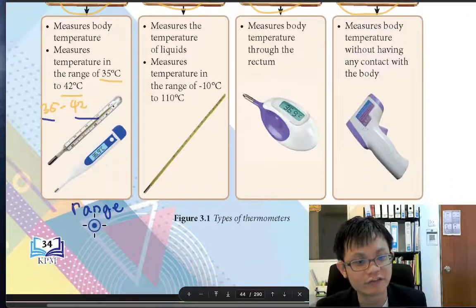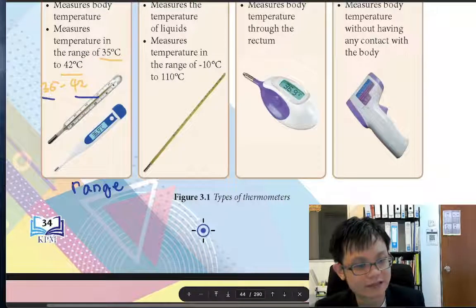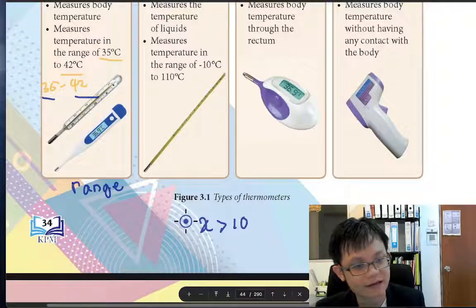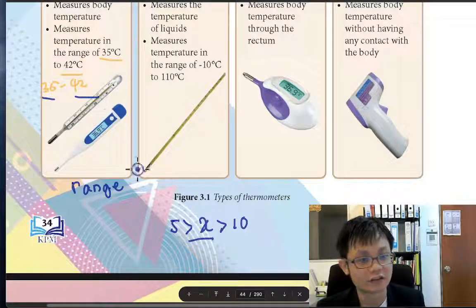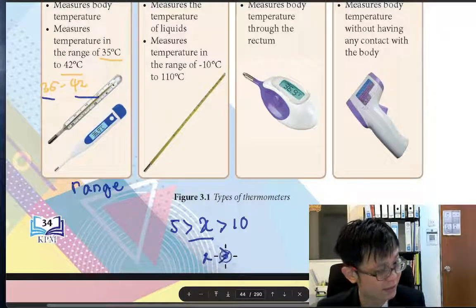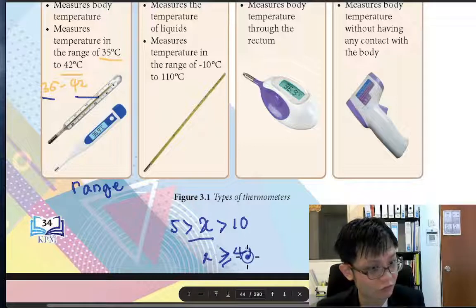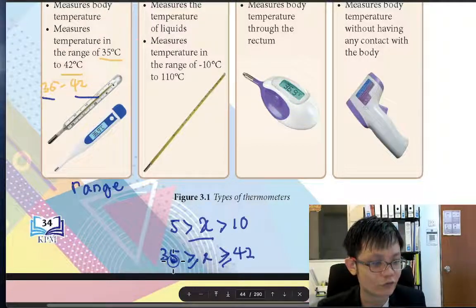This range you will learn in maths, or mathematics. For example, let's say x is bigger than 5 and smaller than 10. So this is the range. For the thermometer temperature, the range will be x smaller than or the same as 42, or bigger than 35. So why is the range so small?